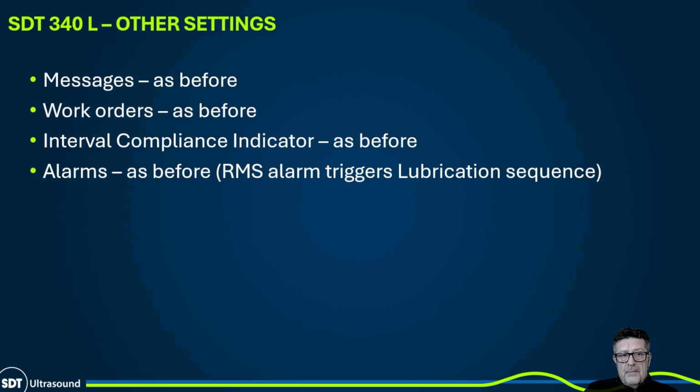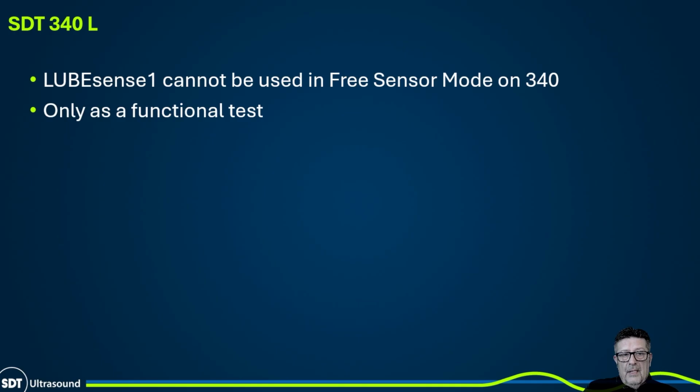Other settings, messages are as before, work orders as before, interval compliance indicators same as before, alarms same as before, considering that, as you learned in previous sessions, lubrication will be triggered by RMS absolute alarm. You can refer to our previous sessions where you can see all the details about this.